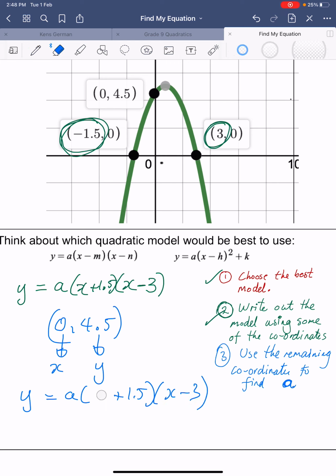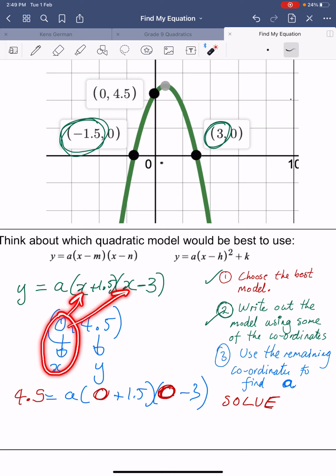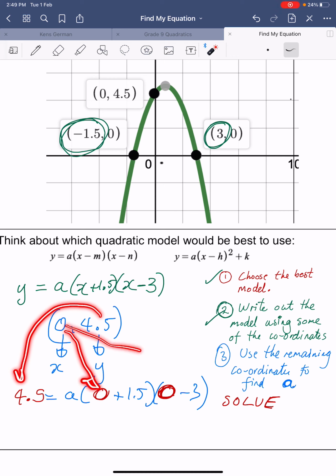So let's go ahead and substitute in for x. Instead of x, we have 0. And instead of y, you can see we have 4.5. Now we have to go and solve this equation and find the value of a. Just to remind you, the x coordinate of 0 was substituted in place of the x, and the y coordinate of 4.5 was substituted in place of the y. So you can see the 4.5 is here, and the 0 for x is here and here. So let's go ahead and try and solve this.